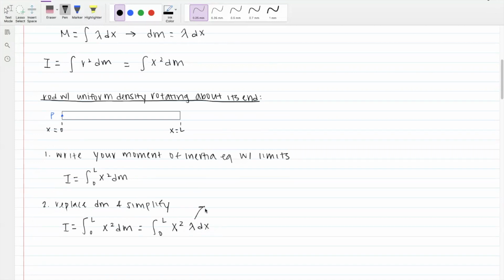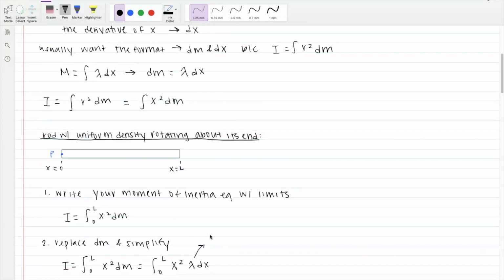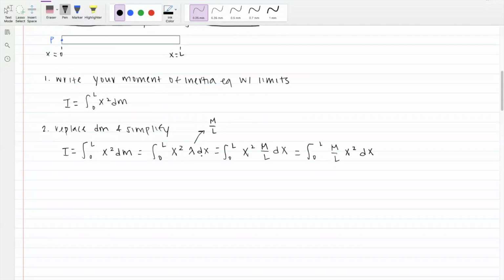And now we also have that lambda, because it has a uniform mass, is equal to m over L. So we can rewrite this as the integral from 0 to L of x squared m over L dx. And then I always like to put my constants in front, the variable that I'm taking my integral with respect to.